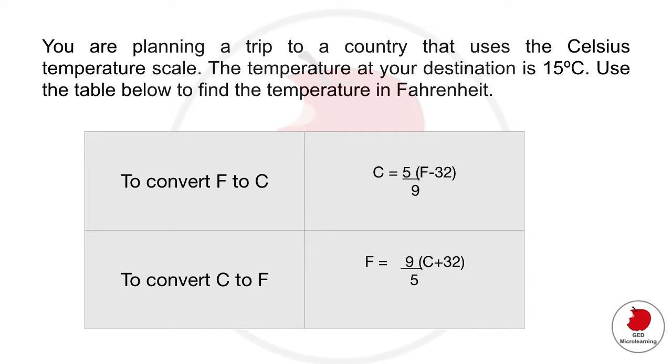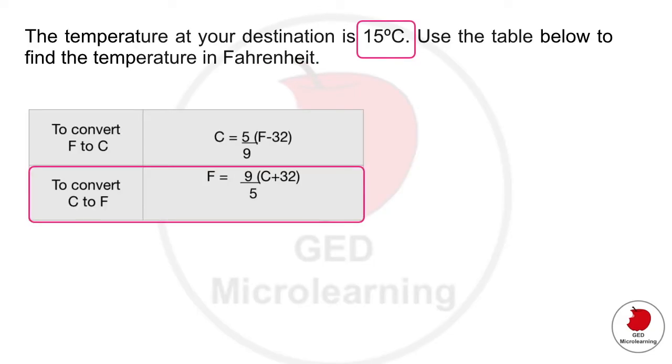Okay, so they're telling us to change from Celsius to Fahrenheit. So we're going to use that formula. And all you have to do here is to use that data from the question and plug that number into the equation. Okay, so where it says C, you want to plug in 15, which is the value in Celsius.